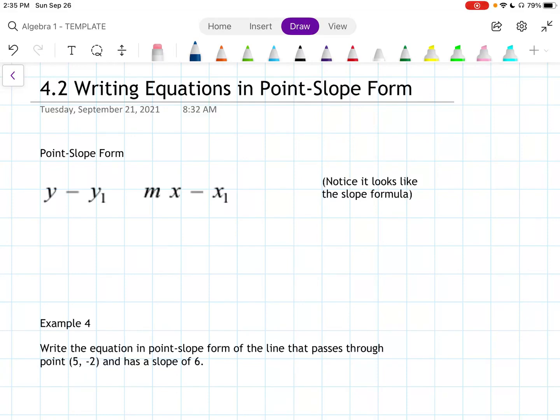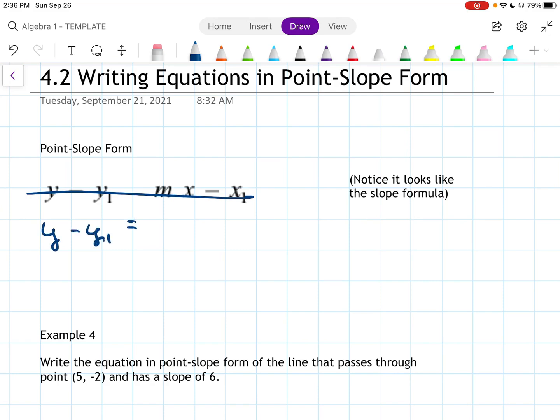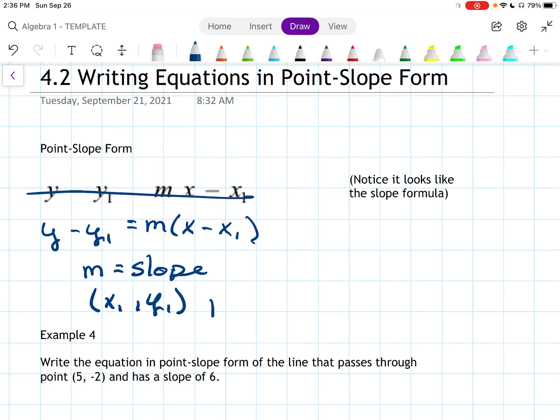All right, section 4.2, writing equations in point-slope form. Point-slope form normally looks like y minus y1 equals m times x minus x1. In this, m is your slope, and then x1, y1 is a point.